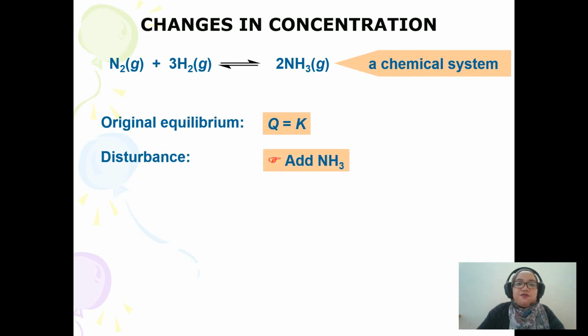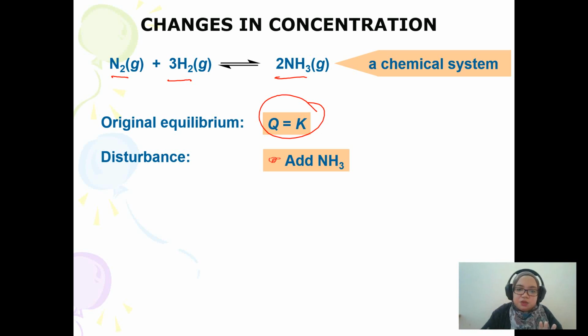Okay. This is the Haber process, where nitrogen gas reacts with 3 moles of hydrogen gas to form 2 moles of ammonia gas. Okay, so the original equilibrium will have Q equals K.